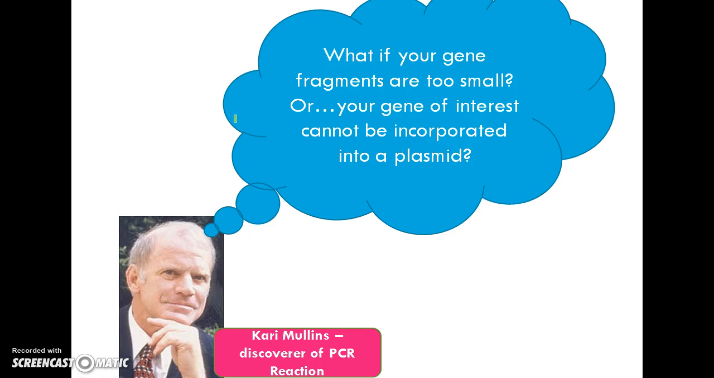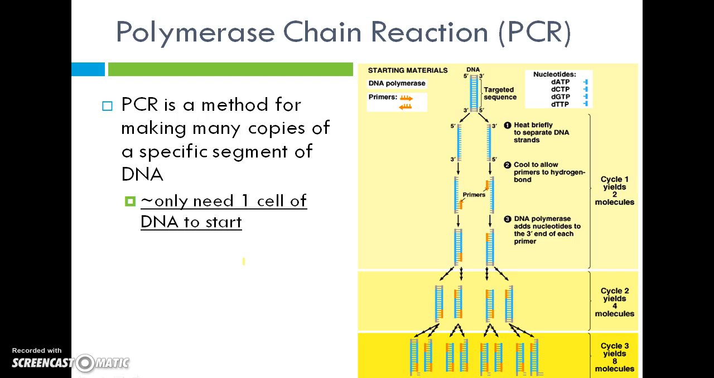Now, sometimes the fragments of our genes are just going to be too small, and they're going to be difficult to isolate and insert. Or they just won't be able to be incorporated into a plasmid because there isn't a matching complementary base. So this guy here, Mr. Kary Mullis, he discovered a new process called PCR. PCR is a polymerase chain reaction. It's a method for making copies of a specific segment of DNA.